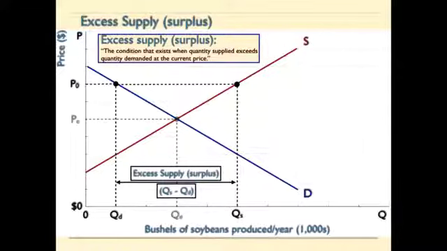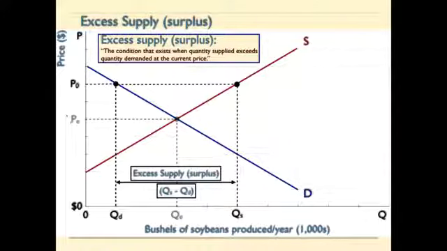So the tendency is going to be for the price to lower, because when you lower the price, you're going to supply less, but people are going to demand more. So the quantity supplied is going to decrease and the quantity demanded is going to increase. And that price will continue to migrate downward until it gets to the equilibrium where quantity demanded and quantity supplied are equal to one another.